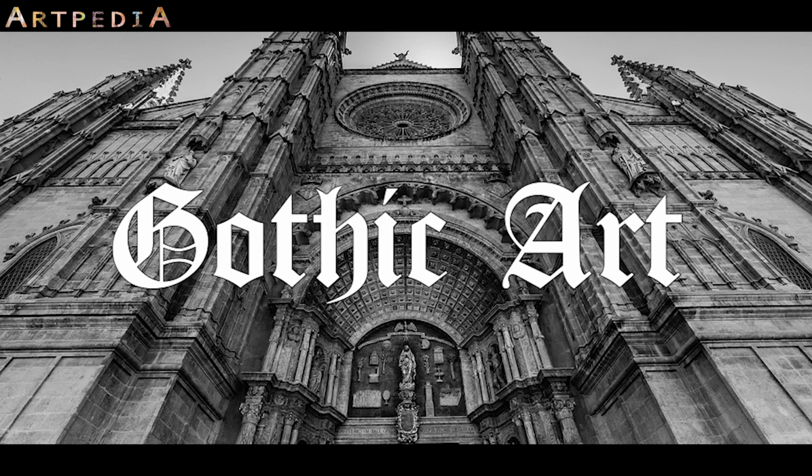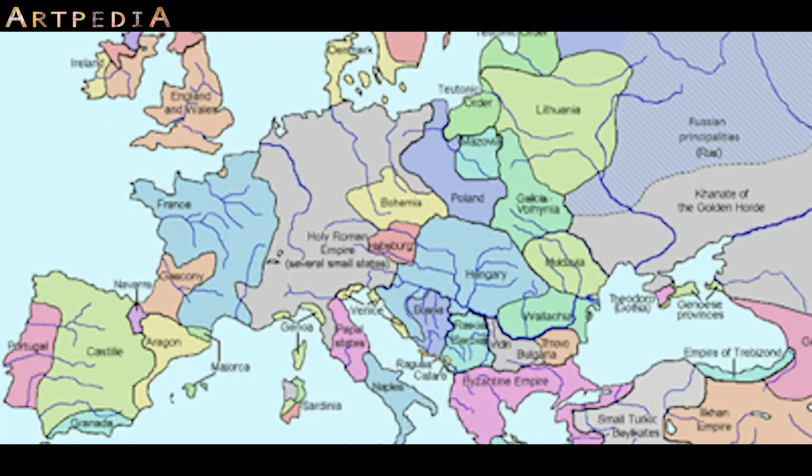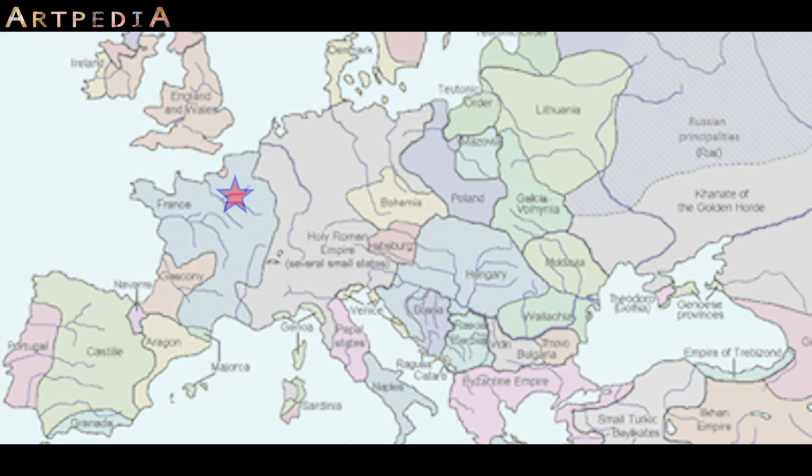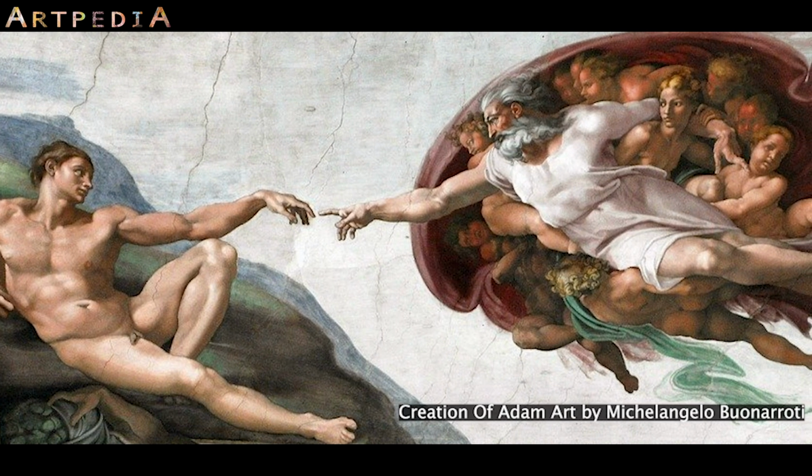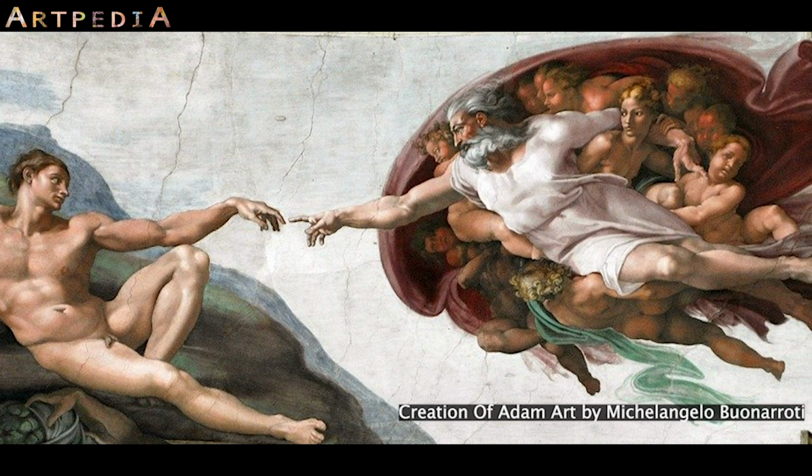Gothic art is a style of medieval art. It started in northern France and spread to most of Europe from the 12th to 15th century before becoming part of the Renaissance art. Why call it Gothic art?